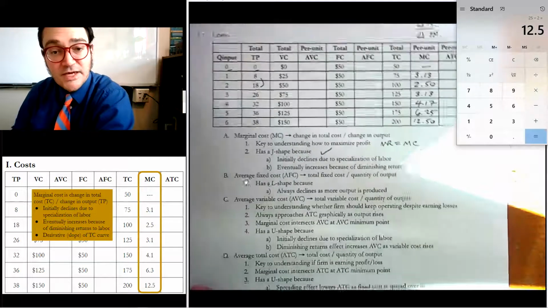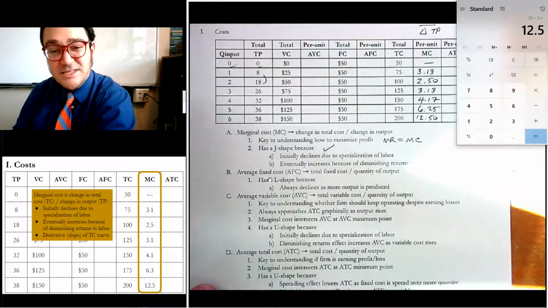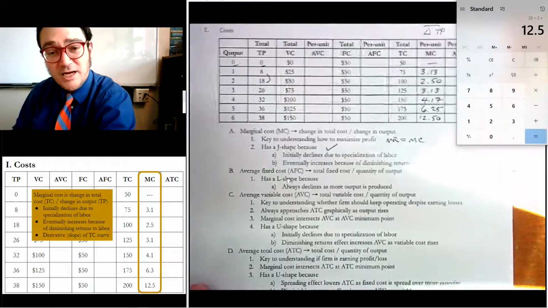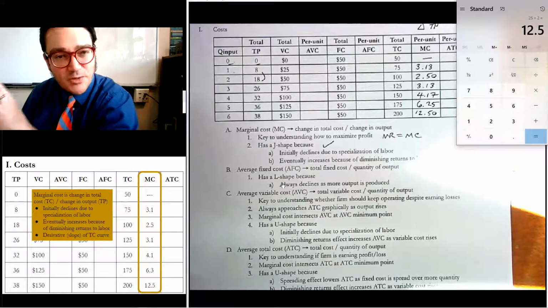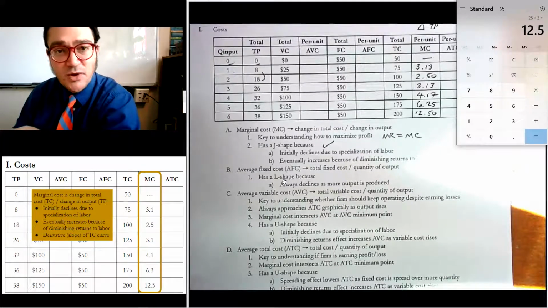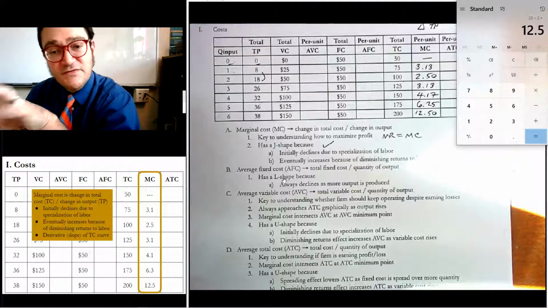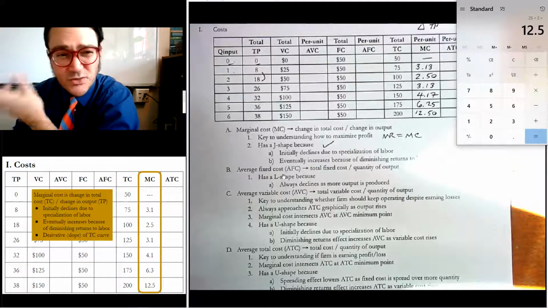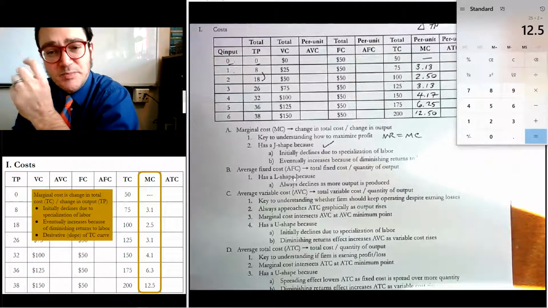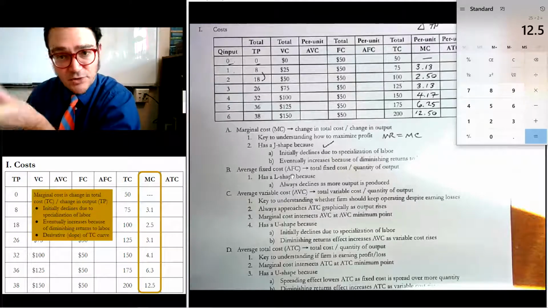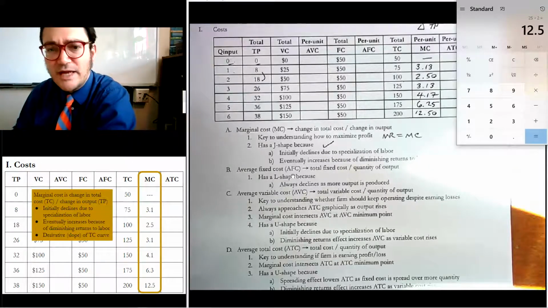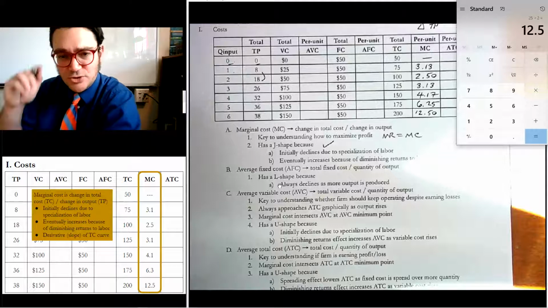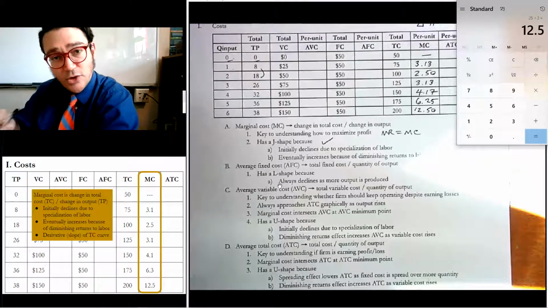Okay, now the next one is called average fixed cost, and this one's really not that important. It's of so little importance that I'm not going to put it on this graph down at the bottom. I'll draw a graph off to the side to show you what it looks like, but it doesn't really have any value for us. But it does help us if we calculate some other values, so I'll point that out when we get there. This one's going to have kind of an L shape. It's going to start high and then go down.